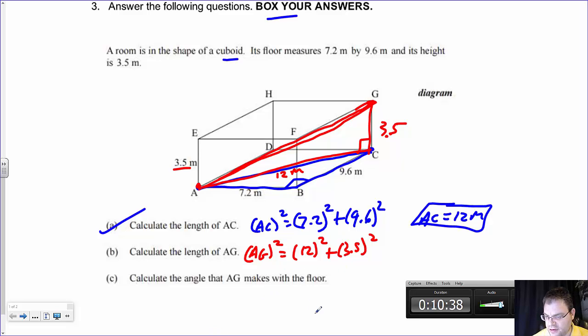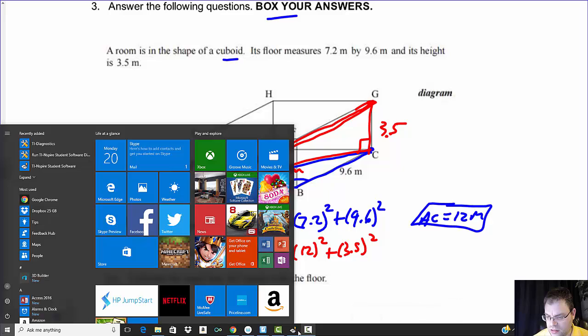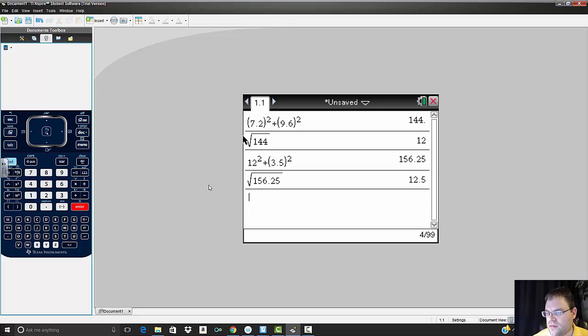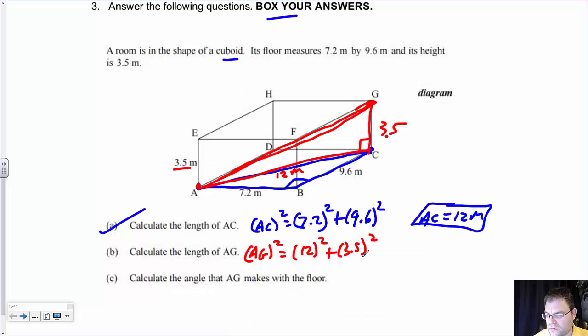So let's check that on a calculator. Alrighty, so we got 12 squared plus 3.5 all squared. Take the square root of that. So you can do control minus sign. There you go. So that answer will be 12.5 when we do that. So AG is 12.5 meters. So this is 12.5 right here, this whole thing.